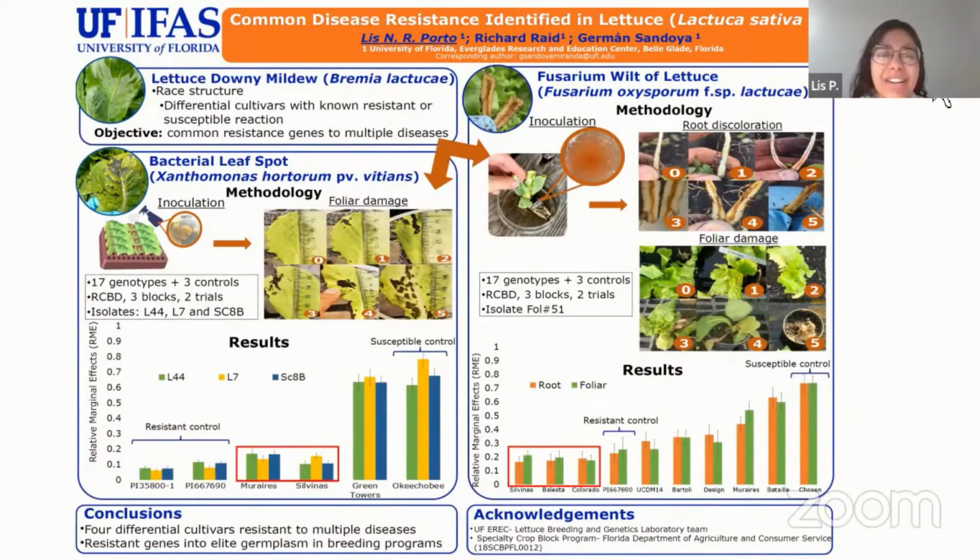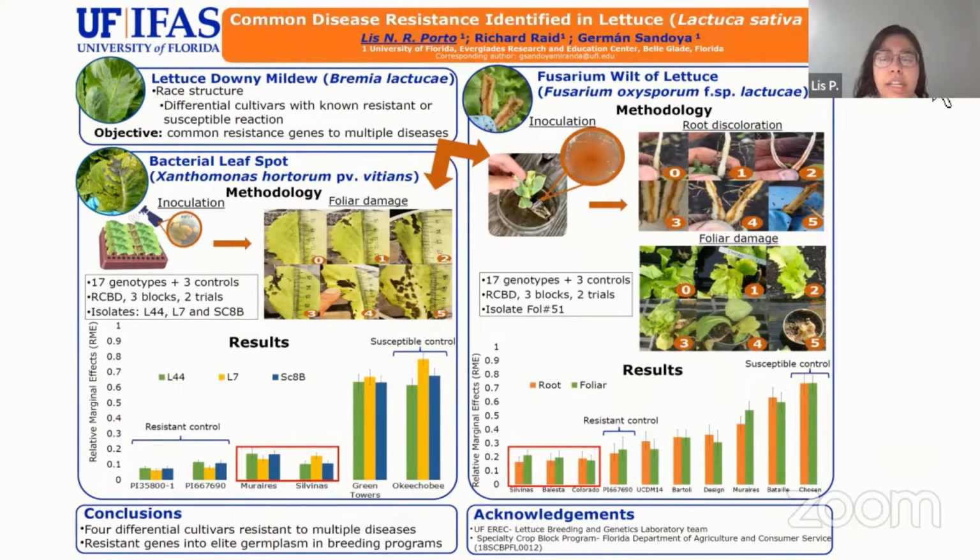All right. So hello, everyone. I'm Lise Porto. And about 2 years ago, I moved to Florida to pursue my master's. And since then, I've noticed the importance of having an umbrella because Florida's climate is unique, presenting warm temperatures and high humidity. And these conditions are very attractive for disease development. And lettuce crop has many diseases affecting its production. However, the foremost important disease of lettuce is downy mildew, caused by Bremia lactucae.